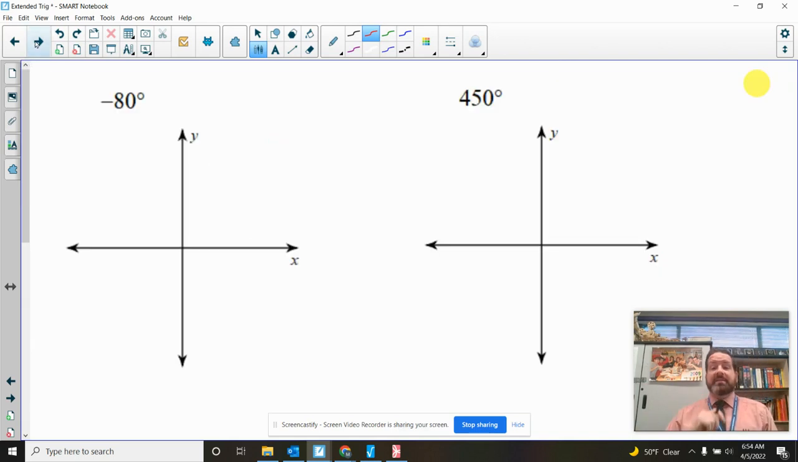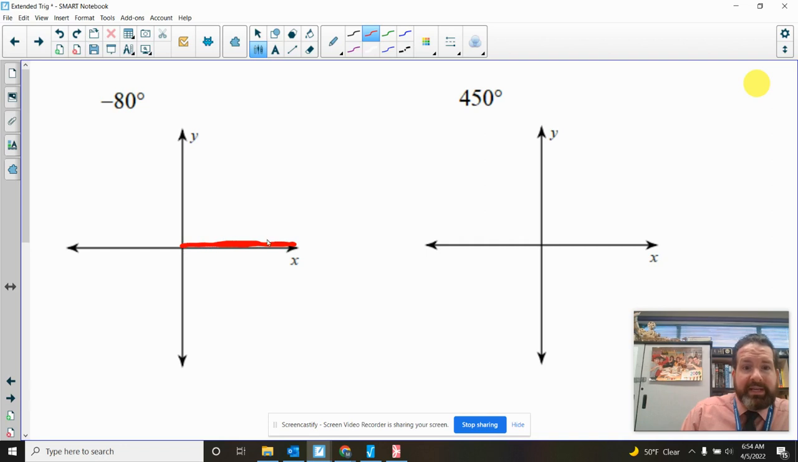So there are two ways this is going to show up on your practice. For one of them, you're going to be asked to sketch the angle, just like we just did. So here's what I'd like you to do. On a marker board or on paper, wherever you're working, do a quick pause and try to sketch this angle. Unpause when you're ready to check.